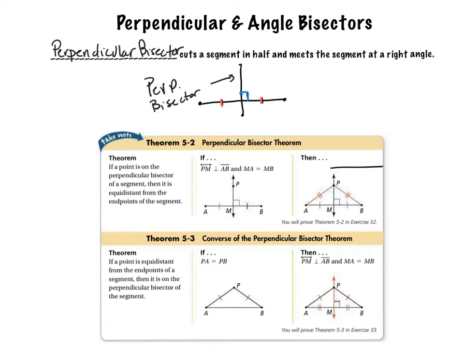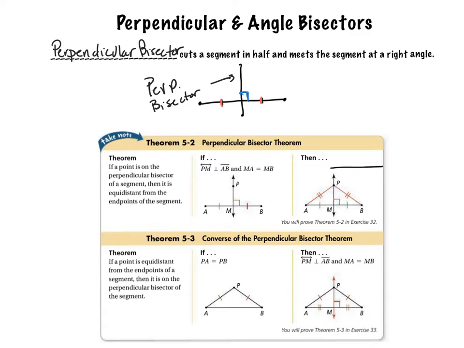Okay, so some things happen when I have a perpendicular bisector, and I can pick any point on that bisector, right? So if you look at this right here, I have this perpendicular bisector of AB, and P is just some point on the line, right? So basically we're saying that PM is perpendicular to AB, and that MA and MB are congruent, right? So I have the bisector.